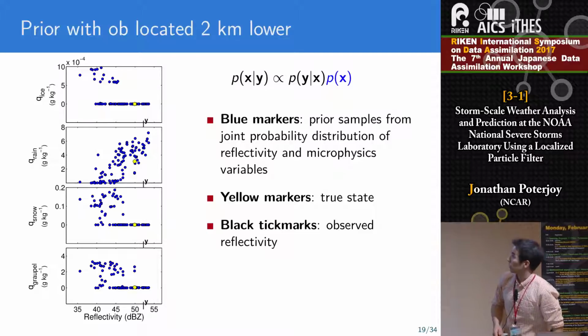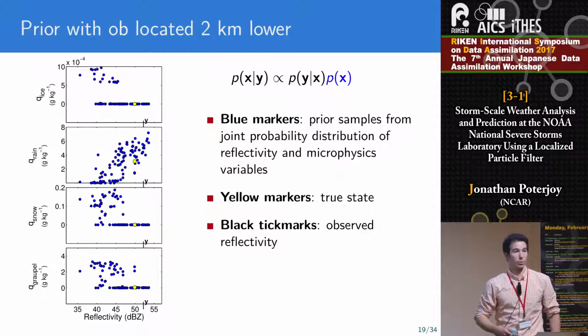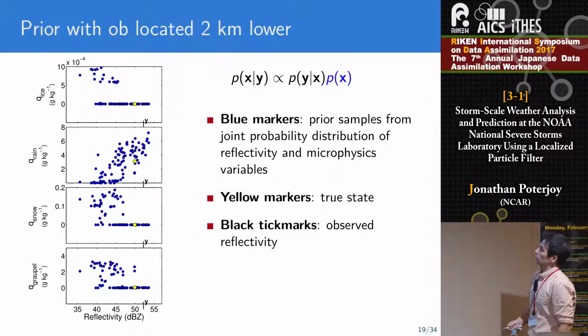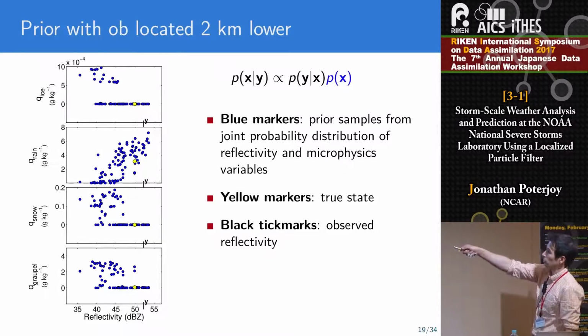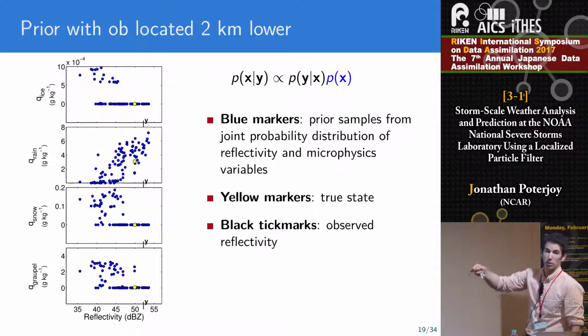So in order to show what happens with a localized particle filter for this problem, what I'm going to do is keep the same values on the y-axis here for these mixing ratios, but I'm going to move the observation down 2 kilometers.